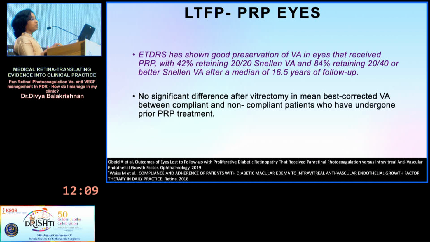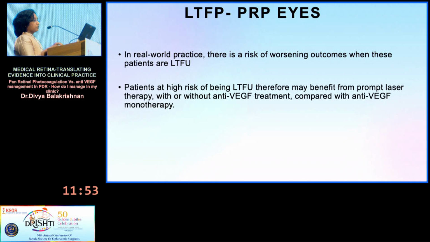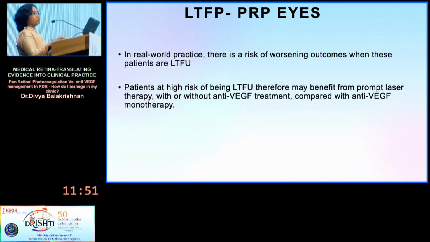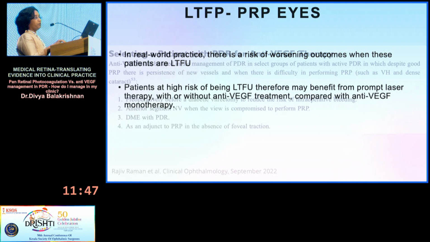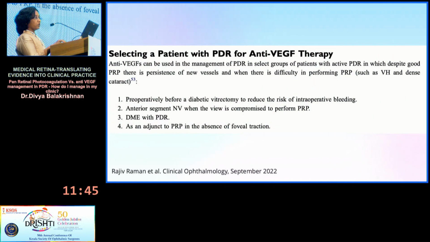On the other hand, we already have evidence from the ETDRS trial that among the patients who are treated with PRP, 42% of them retain 20/20 vision over a period of 16.5 years. And even if the patient develops a vitreous hemorrhage, when we do vitrectomy, the visual acuities are comparable. So in real world practice, loss to follow-up is the most scary thing when you treat a patient with anti-VEGF alone. So as of now, this is an article by Dr.